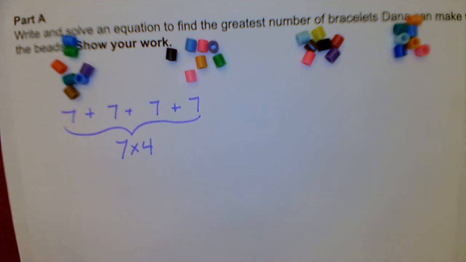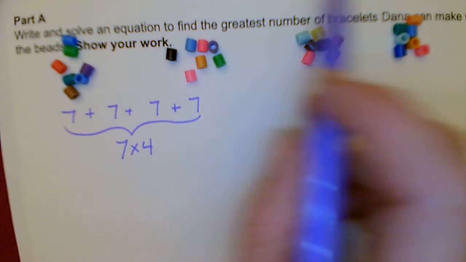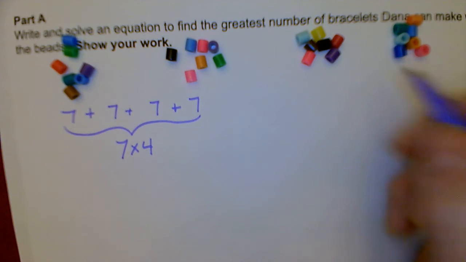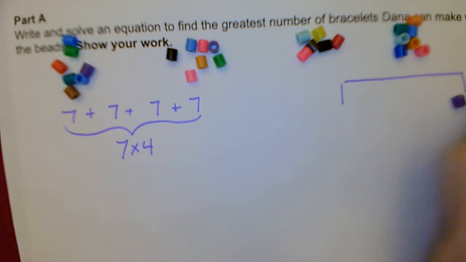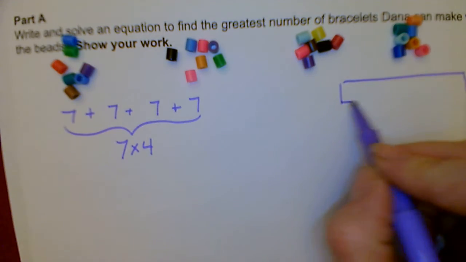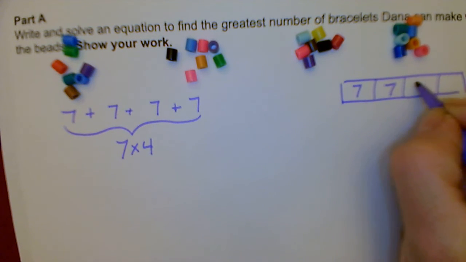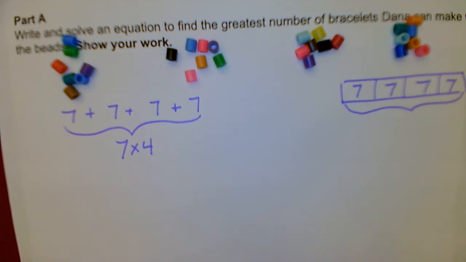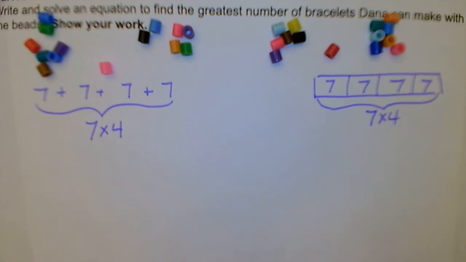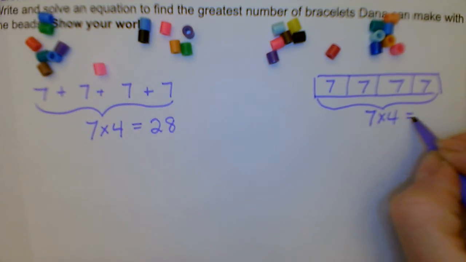Now, if you're using a tape diagram or a bar model, another way that you could have shown this, and again, if I were doing this problem and I didn't have beads to pour out, I might even want to go ahead and draw myself a nice little bar model like this, where I could say I have 7 and 7 and 7 and 7. So you can see that I have 7 4 times. And so then what we do is we know our fast facts, so we know that we have 28 beads in total.